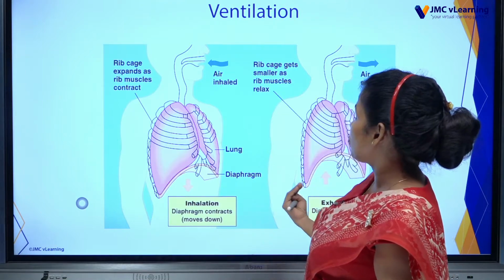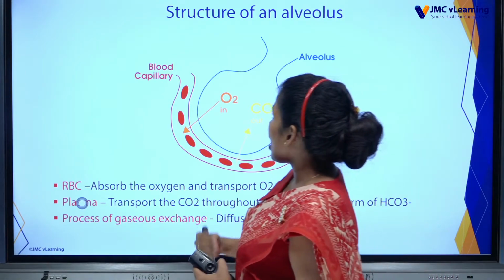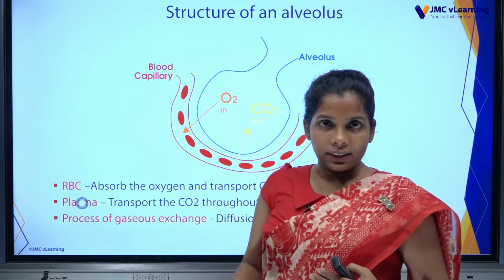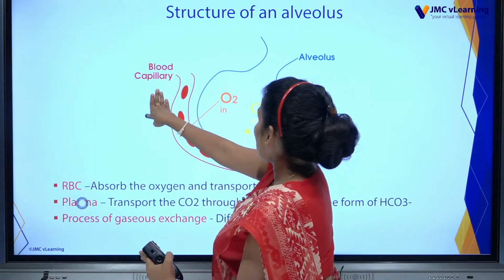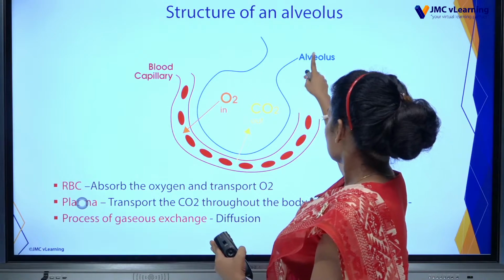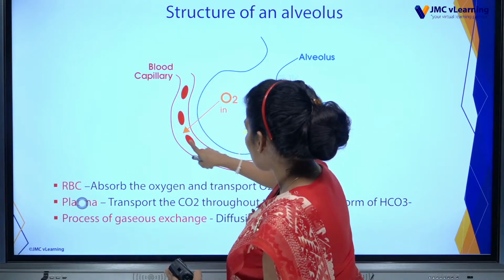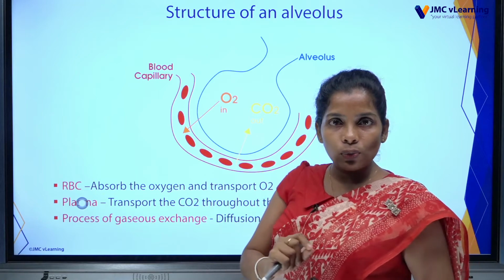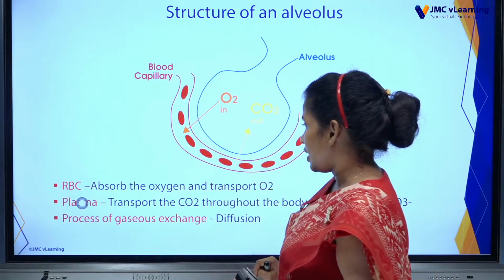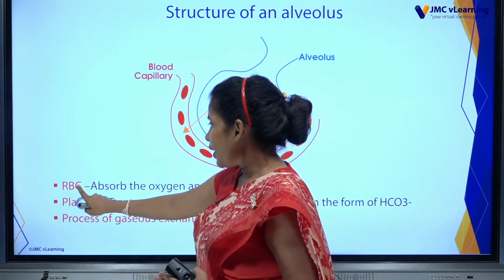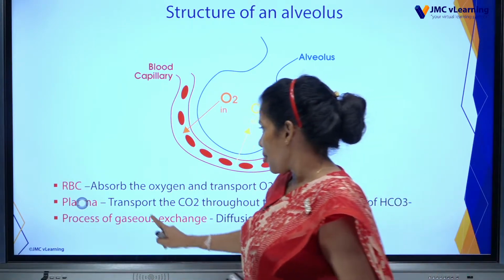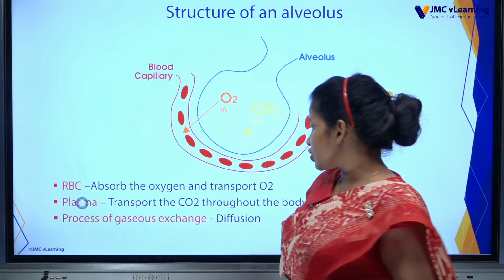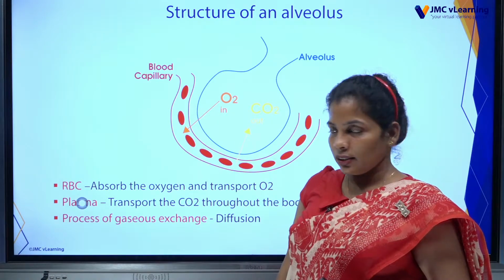So now we are moving to the structure of an alveolus. This is the structure of the alveolus. You can see the blood capillaries, the alveolus, and this one. Those are the blood capillaries. The red colors are blood capillary. In here, red blood cells. What is the function of red blood cells? Absorb the oxygen and transport oxygen.